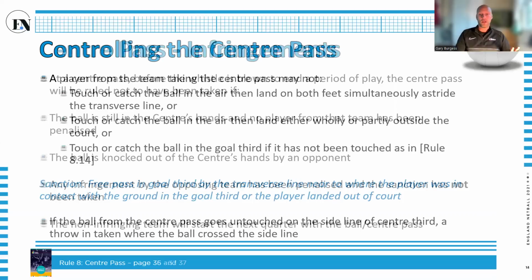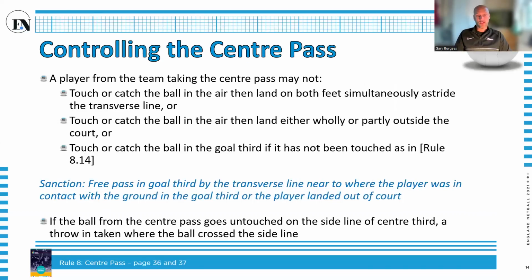Now, the last part of the updates to controlling the centre pass always causes some scratching of heads and why, and all of this sort of stuff. But Rule 8.14 talks about basically everyone needs to be behind the line if they're not a centre. They can jump from that area and land in the centre third and catch the ball. Okay, that's how a centre pass has been taken.